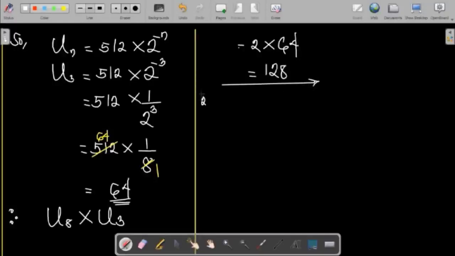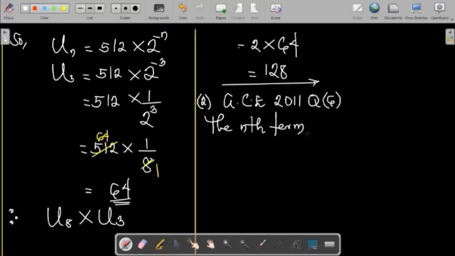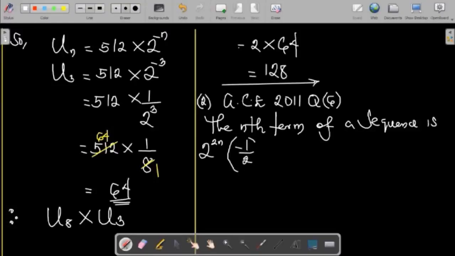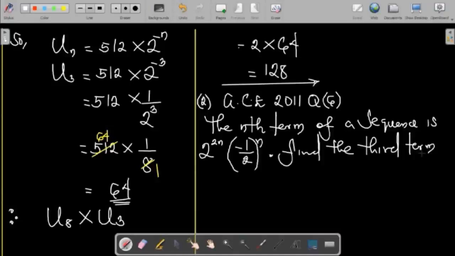Let's go to the second question. This second question is from GCE 2011, question 6. It's an objective question. So we are given that the nth term of a sequence is 2 raised to power 2n times minus 1 all over 2, all raised to power n. We are asked to find the third term.